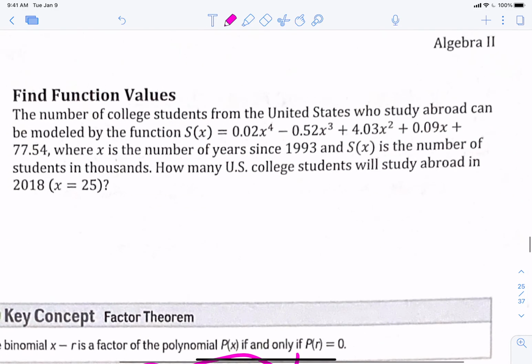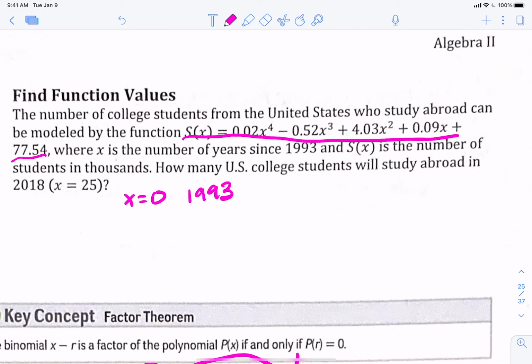The number of college students from the United States who study abroad can be modeled by this function here, where x is the number of years since 1993. So what that means is that year 0, when x is 0, corresponds to 1993. Okay? What would year 1 be? 1994. What would year 10 be? 2003. That's how those would work, right?